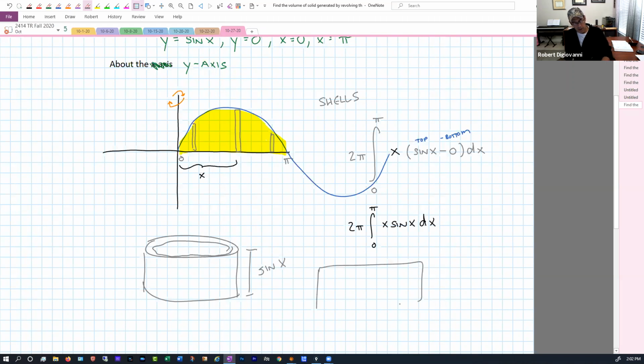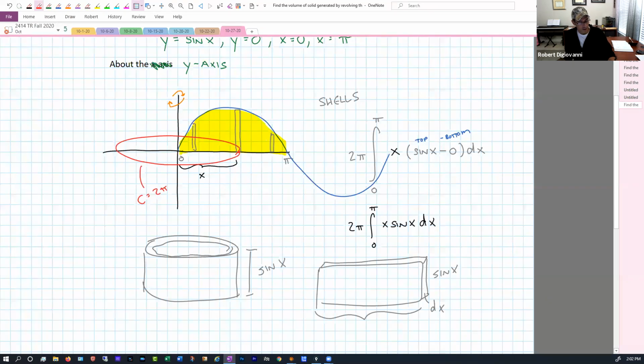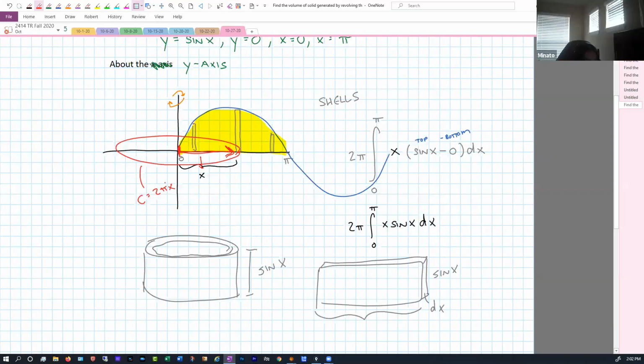And when I cut it open and lay it out, this is sine x, this thickness is dx, but this right here is the circumference of this circle. Think about your circle here. If I just grab that bottom point on that rectangle and wrap it around the y-axis, I create a circle. That circle has a circumference of 2 pi times the radius. But the radius is the distance from the axis of rotation to there, which is x. You following that? Yes.